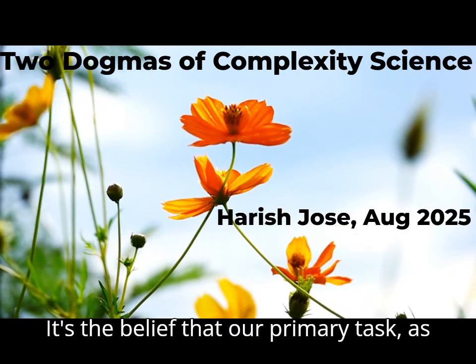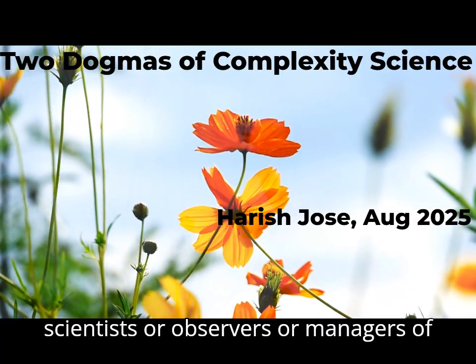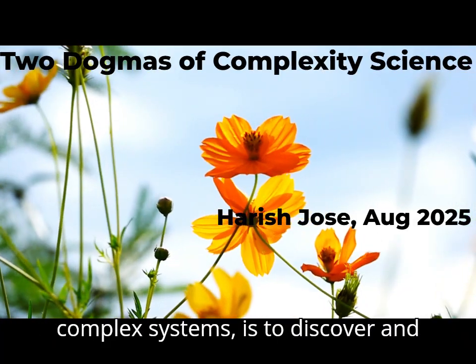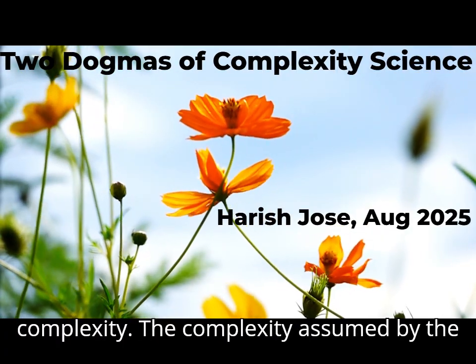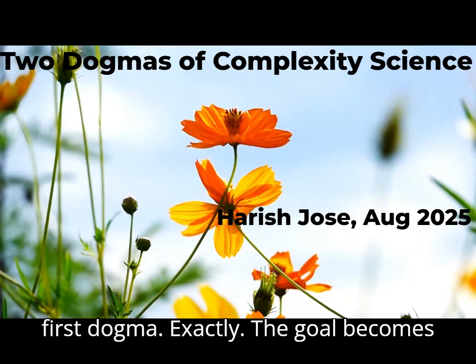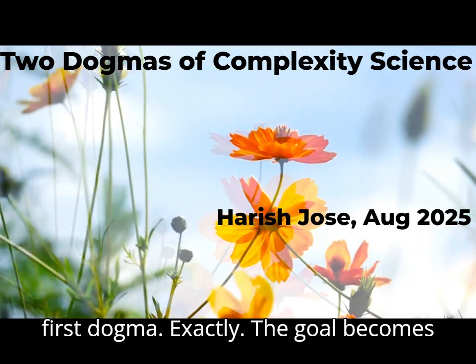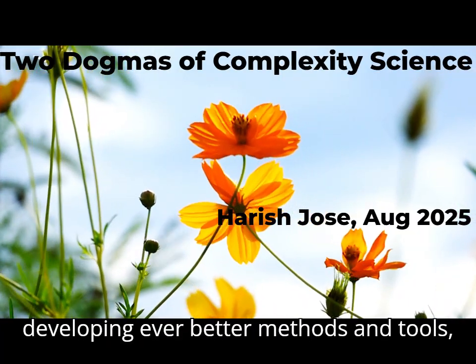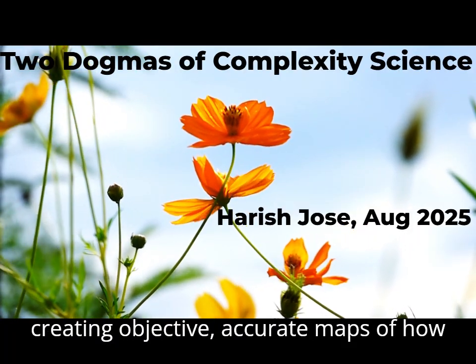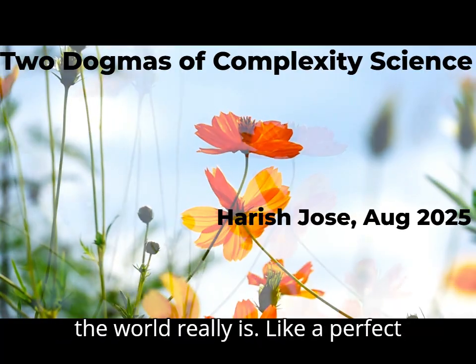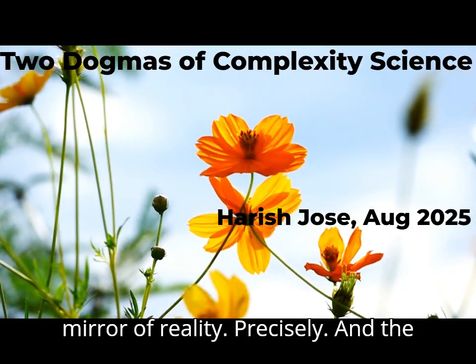It's the belief that our primary task as scientists or observers or managers of complex systems is to discover and measure this supposedly pre-existing complexity. The complexity assumed by the first dogma. Exactly. The goal becomes developing ever better methods and tools, better charts, better algorithms, better sensors, with the ultimate aim of creating objective, accurate maps of how the world really is. Like a perfect mirror of reality.